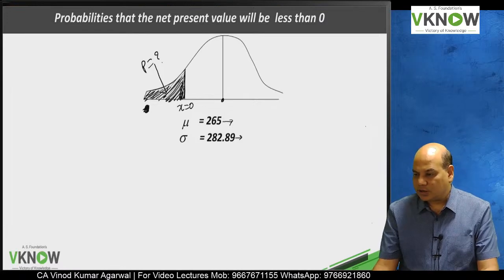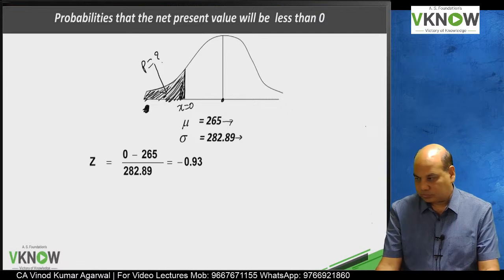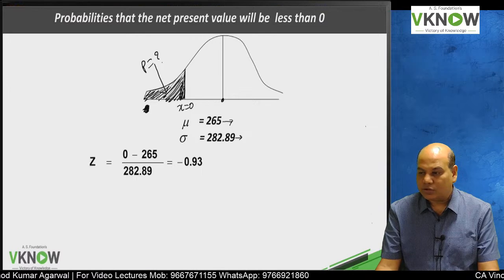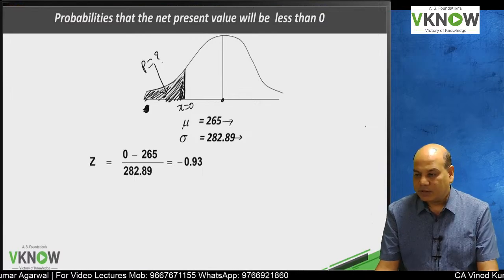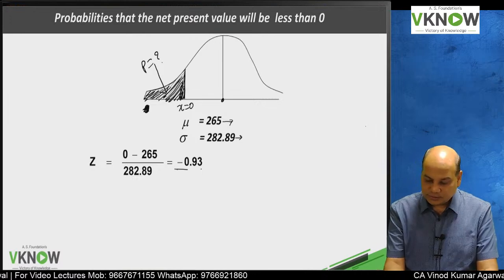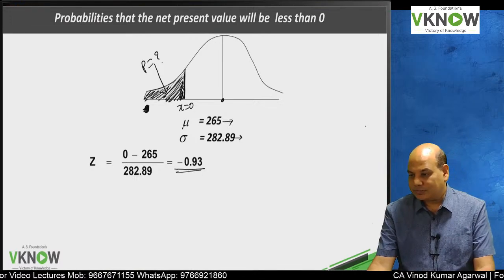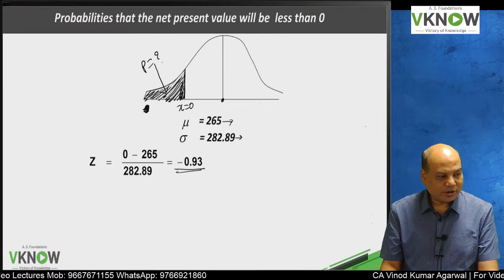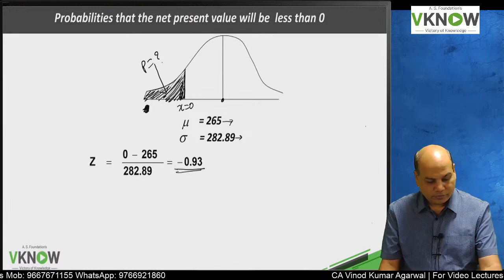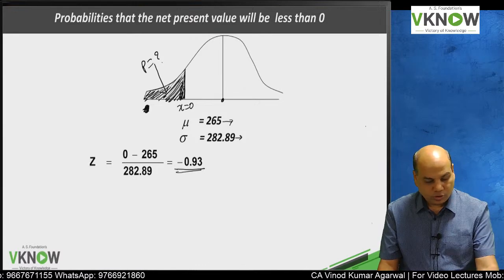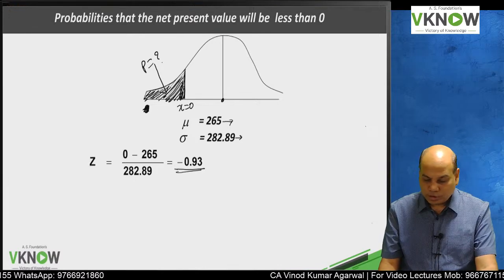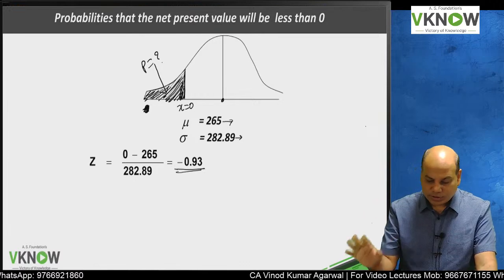I need to first find Z value. Z is equal to 0 minus 265 divided by 282.89. Solve yourself and check. 0.93. Just confirm, is it right? You have to search in the normal table. 0.93 or 0.94 is okay.